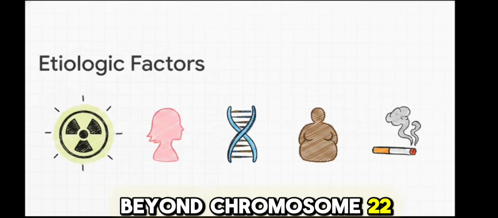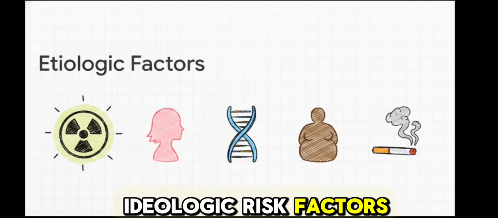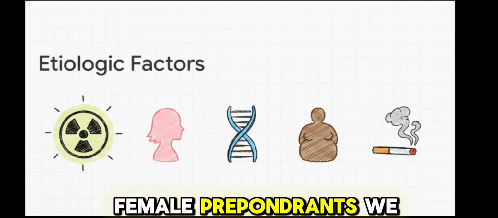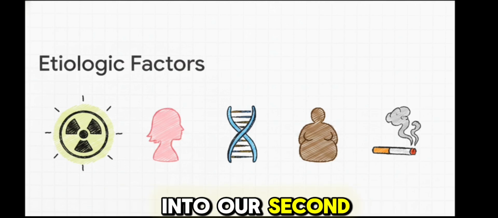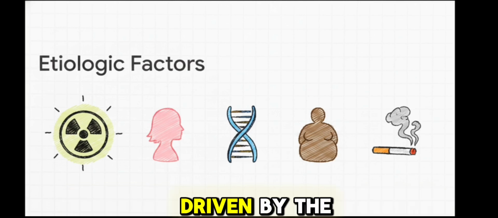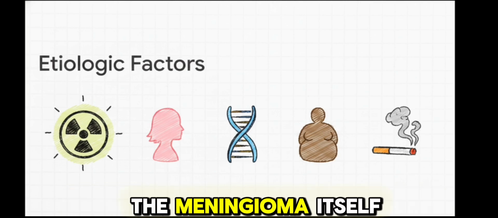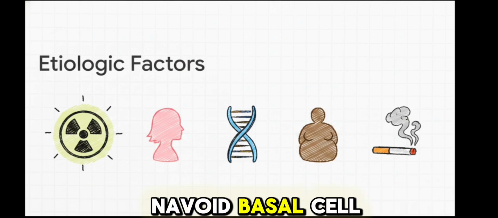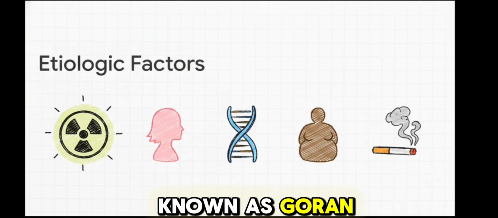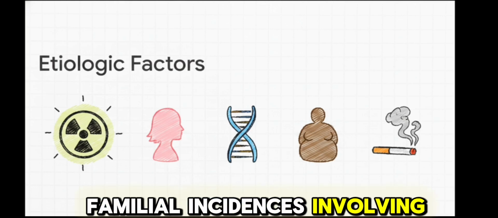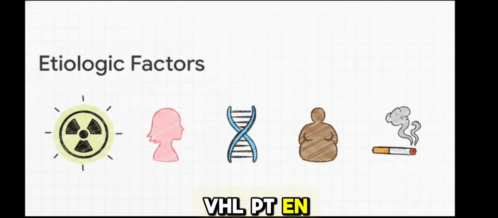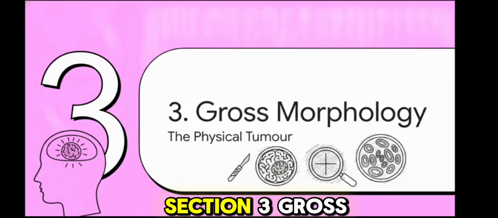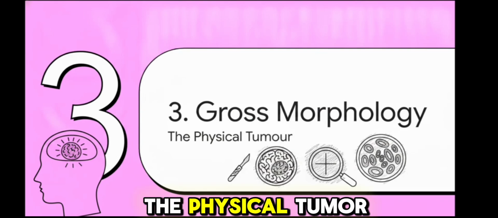Beyond chromosome 22, there are several other established etiologic risk factors we need to track. Excessive exposure to ionizing radiation is a big one. Now remember that female preponderance we mentioned earlier? That ties directly into our second point, excess progesterone hormones, driven by the presence of progesterone receptors right there in the meningioma itself. We also see syndromic associations, not just with NF2, but rarely with nevoid basal cell carcinoma syndrome, which is also known as Gorlin syndrome. Add to that familial incidences involving genes like NF1, VHL, PTEN, and PTCH1, alongside lifestyle factors like an increased BMI and smoking.